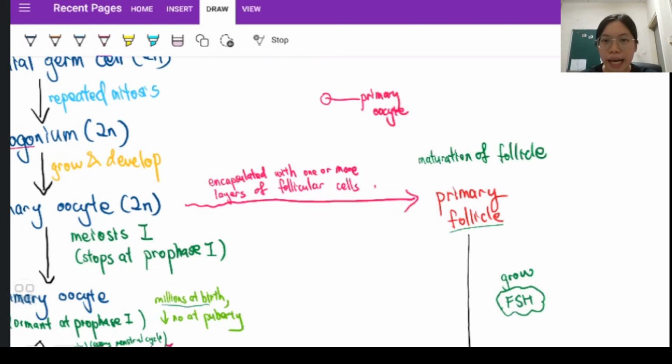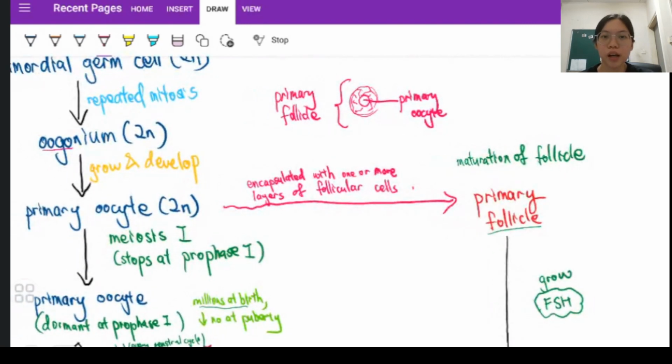So when it gets encapsulated with the follicular cell, it will become a primary follicle. So this whole thing right here, including the primary oocyte inside, is called the primary follicle. That means the primary follicle is the big one. Inside the primary follicle is the primary oocyte. That's the difference between both of them.